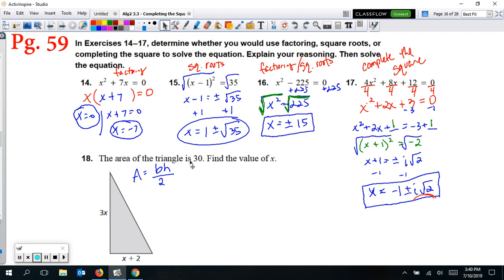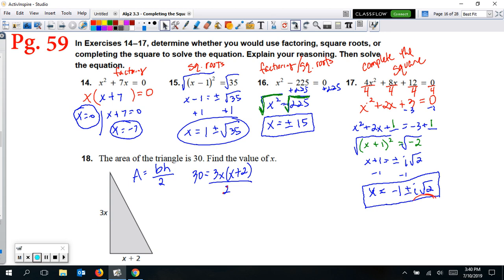Well, the area is 30. So we're just going to fill in 30 for A. The B, we can say is 3x. It doesn't matter, B times H or H times B. So 3x is going to get multiplied by the x plus 2. You multiply those two on top, and it's all divided by 2.